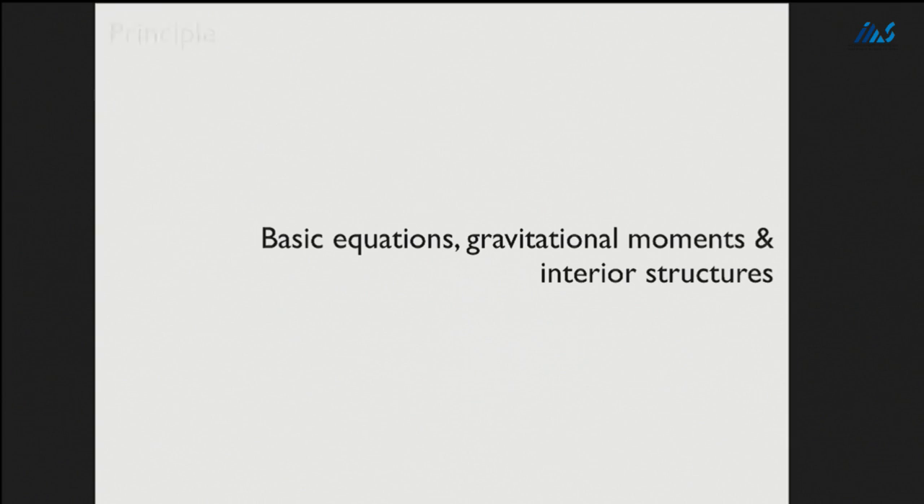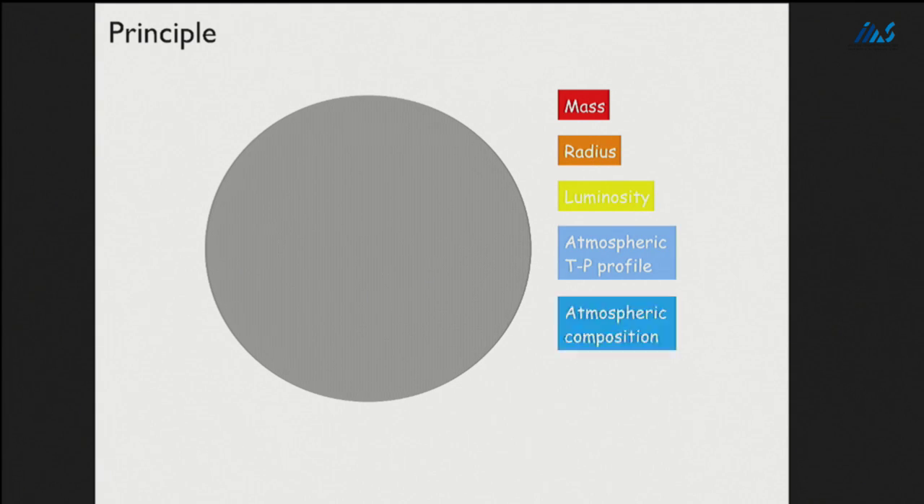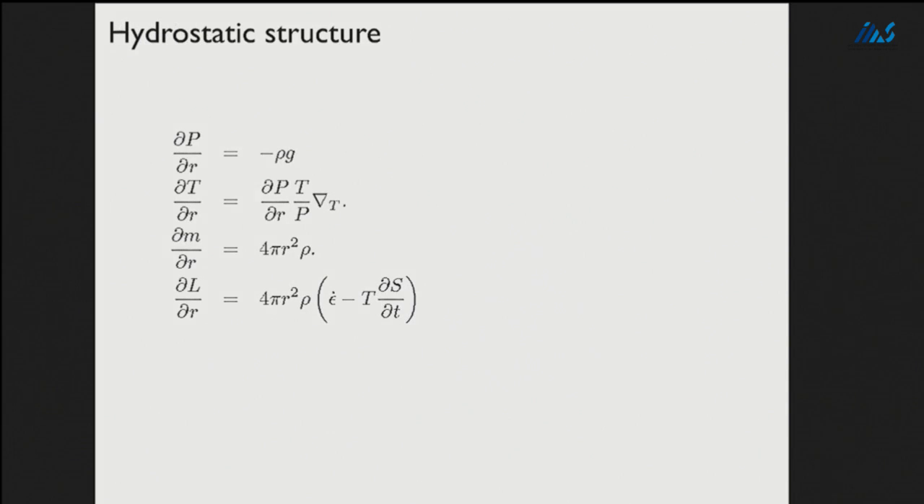Okay, so now let's move to the equations and try to understand what's inside, what we can't see actually. So basically, we're taking these planets as gray homogeneous spheres. And we have measurements of masses, radii, luminosities. We have some constraint on the atmospheric temperature profiles, composition in the atmosphere. And then we know, generally, the rotation rate and the gravity field. So that's what we have to play with.